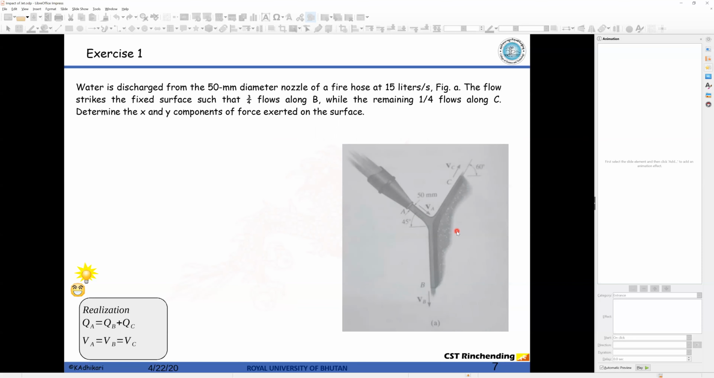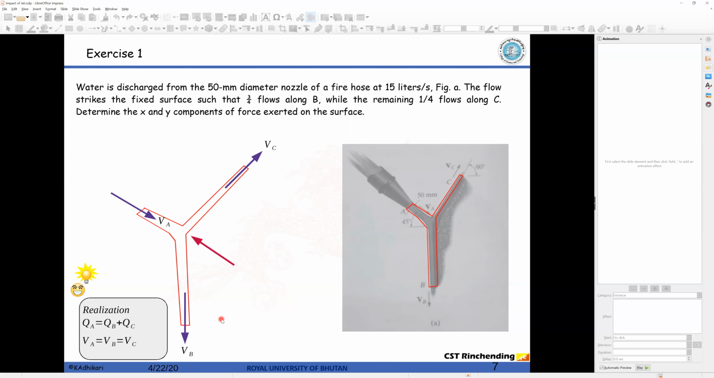To analyze this, we start by drawing a control volume. So there's the control volume here, and the velocity that is coming in. This is the velocity coming in, VA. That's the direction of the velocity going out. It's absolutely 90 degrees. This is velocity C that is going out again.